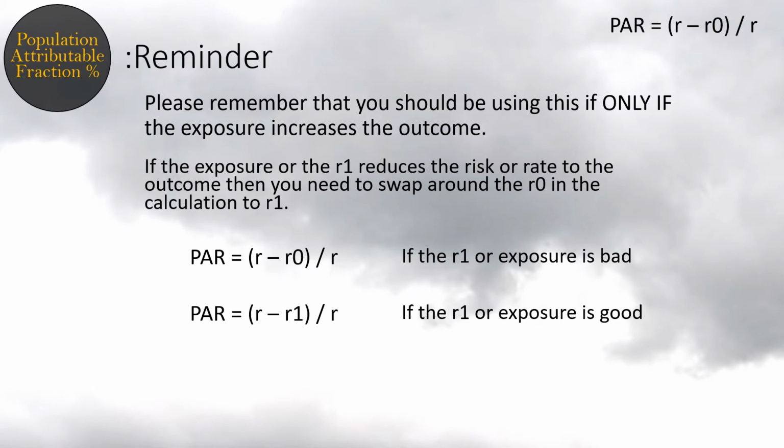Now, just a reminder, again, if the R1 or the exposure reduces the risk or rate of the outcome, then you need to be using the PAR equals R minus R1 divided by R. Otherwise, if you do it the normal way, then you're going to be getting negative numbers, and that may completely throw you off. You need to take care as to what you define as R0 and R1, because normally R1 is the thing that you're actually looking at. Is this affecting this, or how much is this affecting this? That's normally what R1 is.